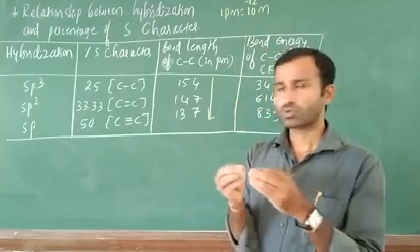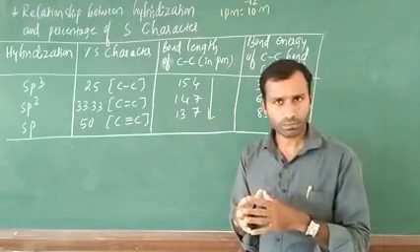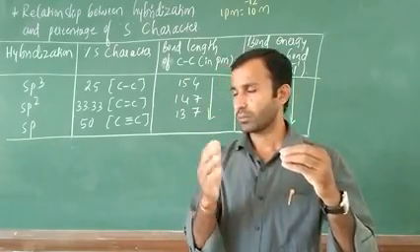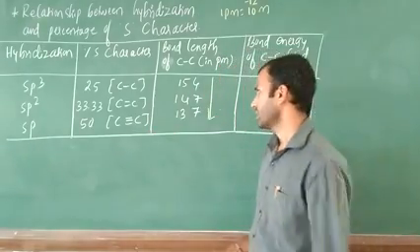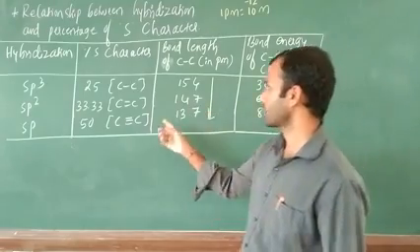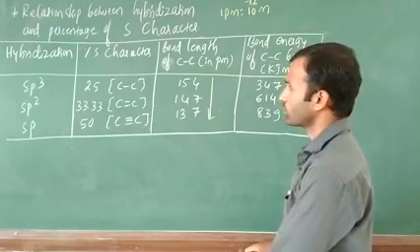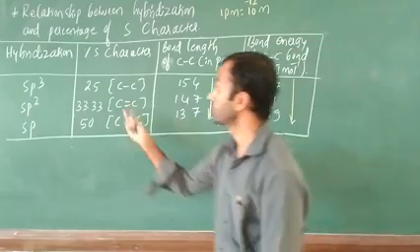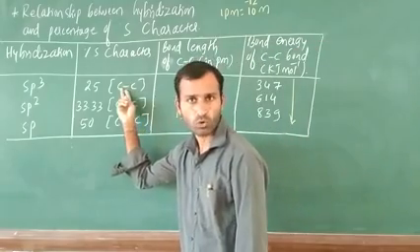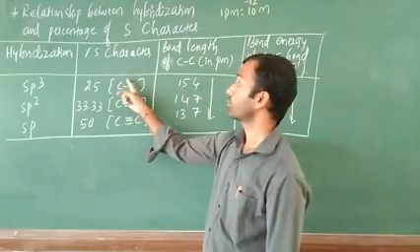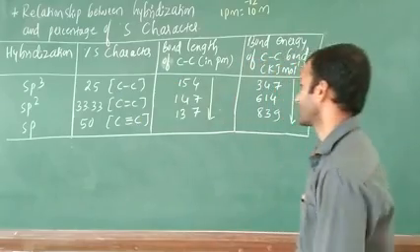If the atoms are close to each other, it is very difficult to break. If the atoms are away from each other, it means it is not difficult to break. That is why in this case the bond length is less. Bond length means the distance between these two atoms, which indicates a bond length. Bond energy means the amount of energy required to break a bond.